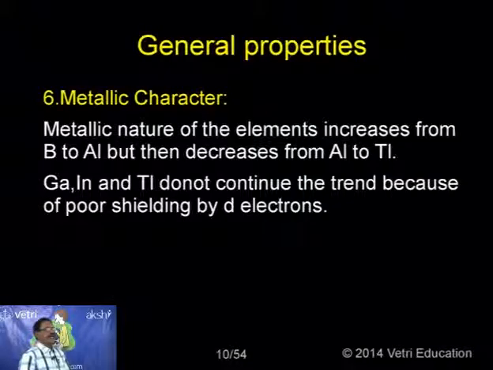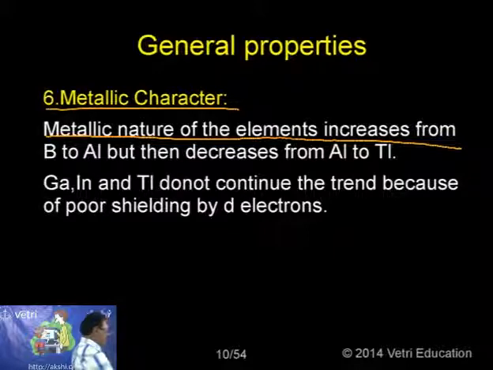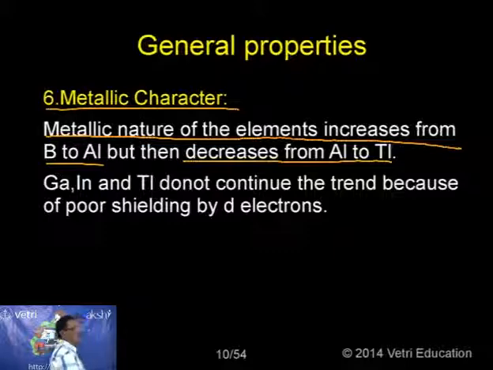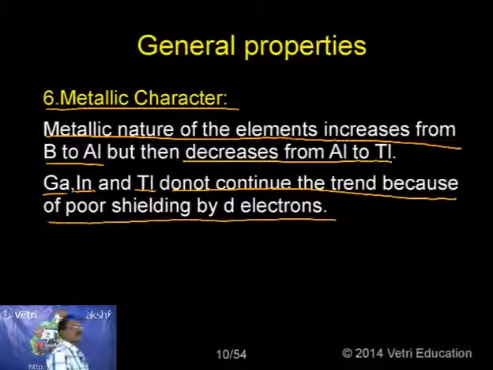Okay, the next one. Metallic character. Another interesting comparison I can do with this metallic character. Metallic nature of elements increases from boron to aluminum, but that decreases from aluminum to thallium. So this is the interesting information. Gallium, indium and thallium do not continue the trend because again poor shielding by d electrons. So again, the trend is not smooth in the metallic character also.